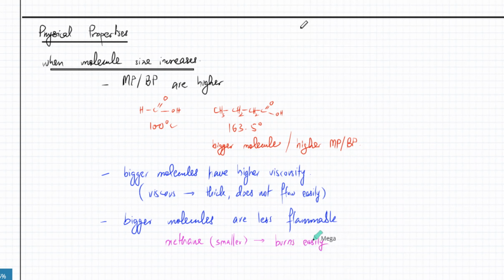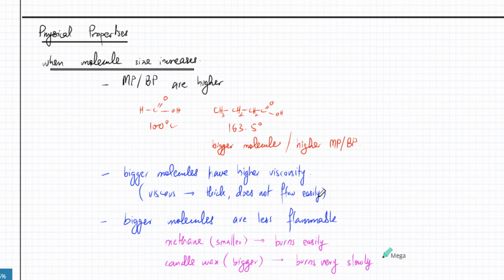But if you talk about a bigger molecule like candle wax, that's a very, very big molecule. So you would realize that candle wax takes hours to burn. It burns very, very slowly, and it burns with difficulty as well. So smaller molecules are more flammable. So remember these three properties. Melting and boiling points are higher for bigger molecules. Bigger molecules have higher viscosity, and bigger molecules are also less flammable.